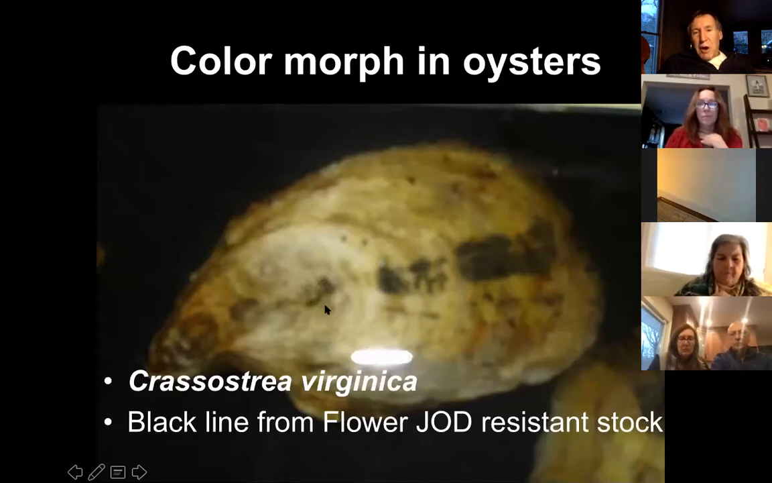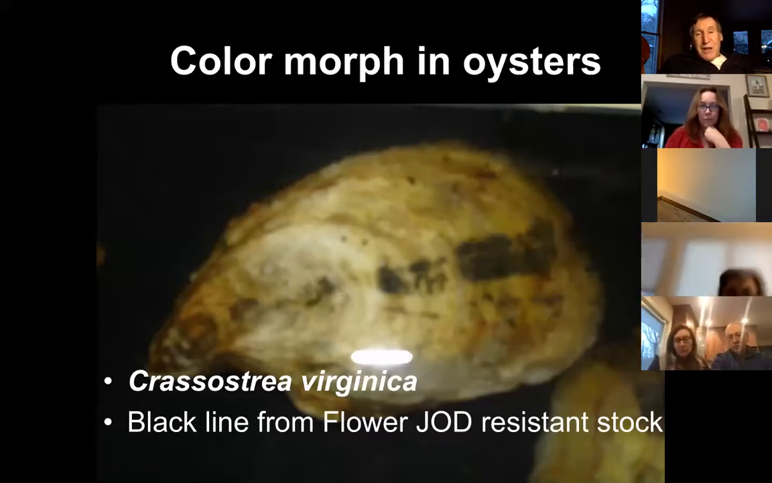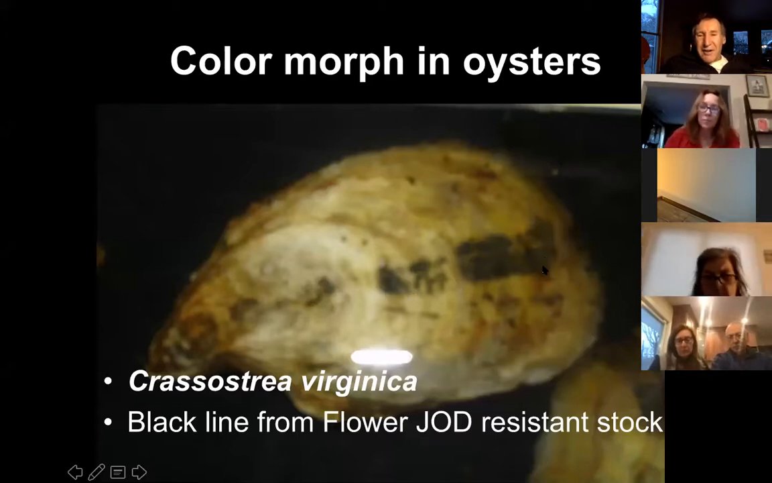Now, folks that have been in the SPAT program a while might remember this black line that runs up the oyster. It's this black stripe that runs up the oyster. And that's an interesting color morph, because it's naturally occurring. It's not like somebody gene spliced it in there to have that black line.